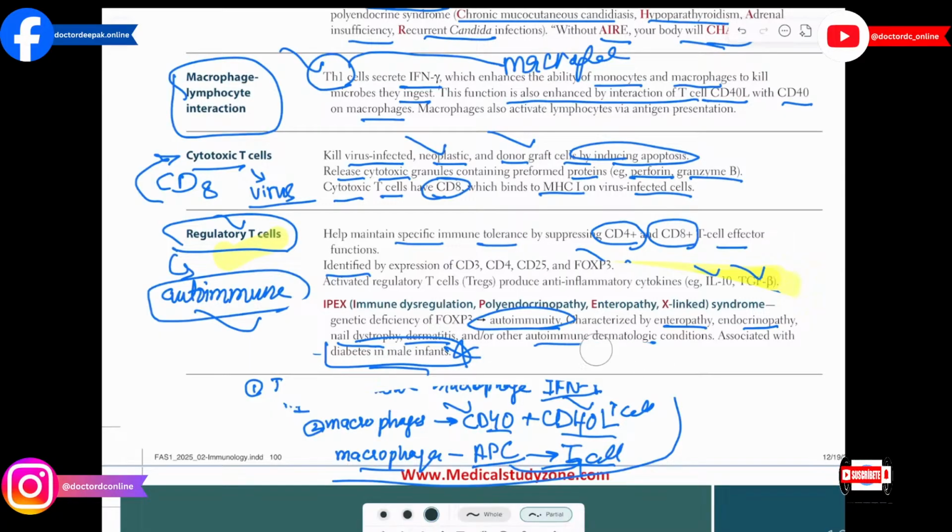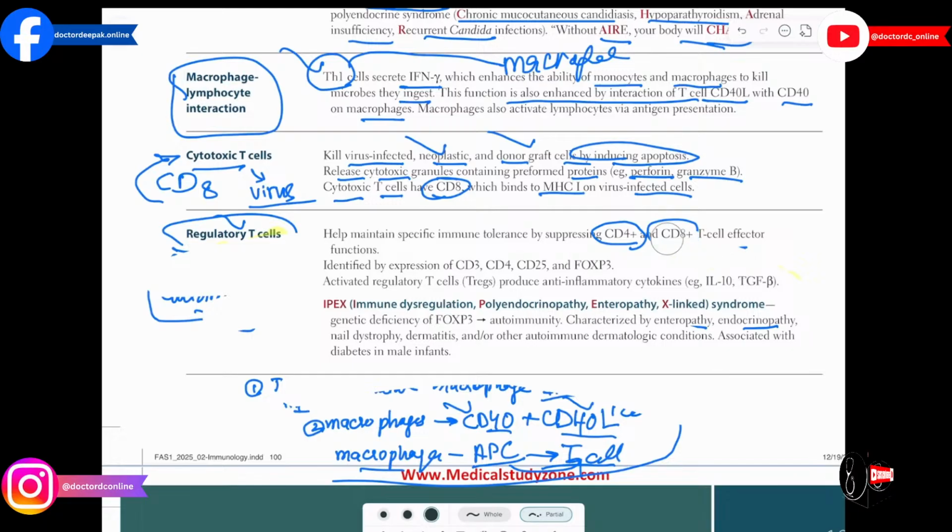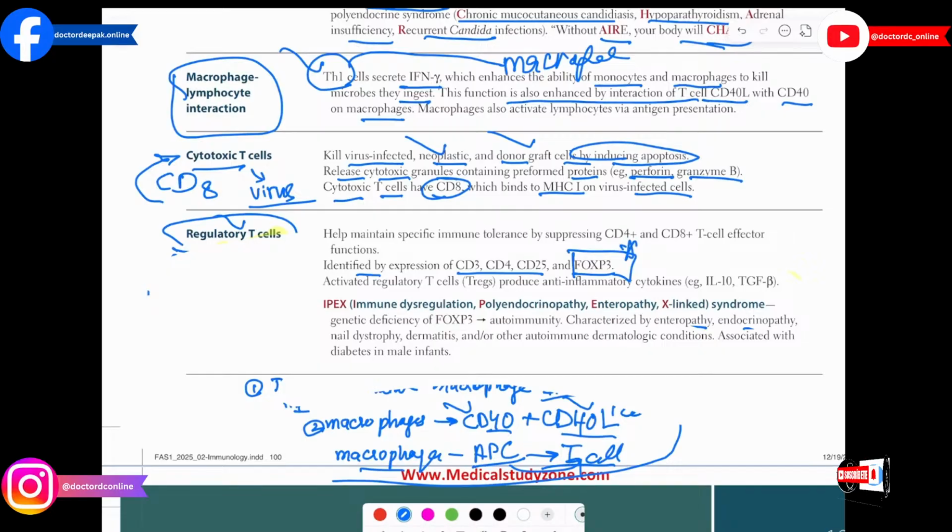So it's a simple thing. The regulatory T cells are going to maintain the immune system and stop the autoimmune reaction. They are identified by the expression of FOXP3 and other CD cell surface markers. The FOXP3 deficiency will lead to autoimmune reactions, and it's most commonly associated with diabetes in male infants. And it includes enteropathy, endocrinopathy, nail dystrophy, and other autoimmune dermatological conditions.